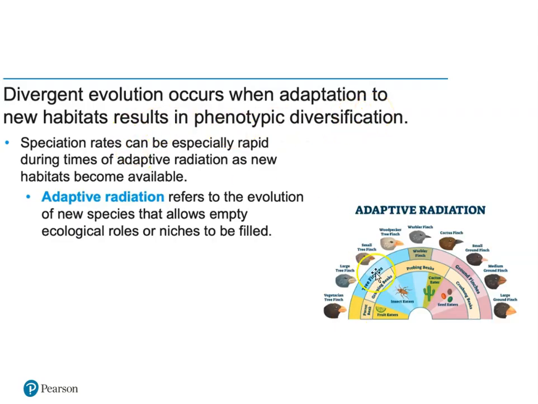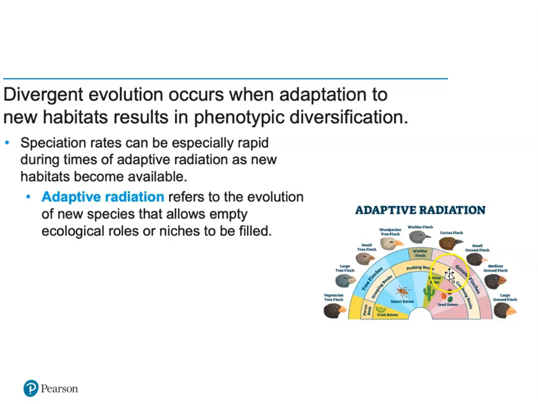Okay, so here's like the finch beaks, a lot of different beaks. The beaks are tools, and so they're used for specific kinds of niches, right? They're going for different food sources in different places. Speciation rates can be especially rapid during times of adaptive radiation as new habitats become available. Adaptive radiation refers to the evolution of new species that allows empty ecological roles or niches to be filled.